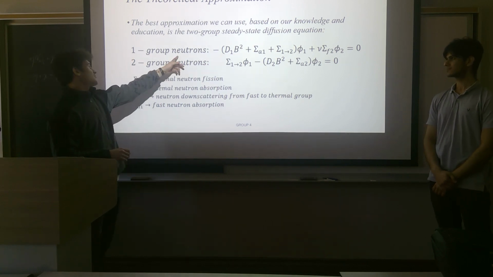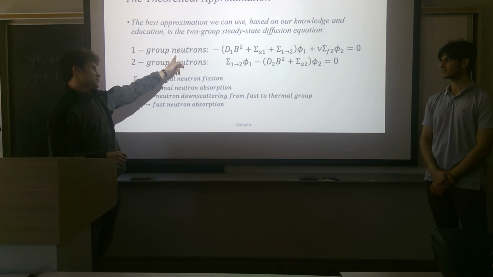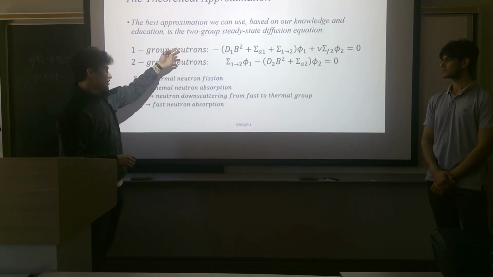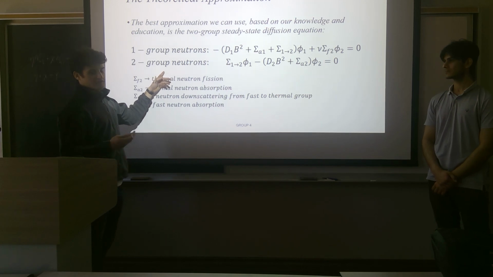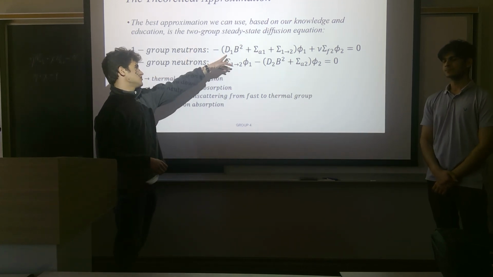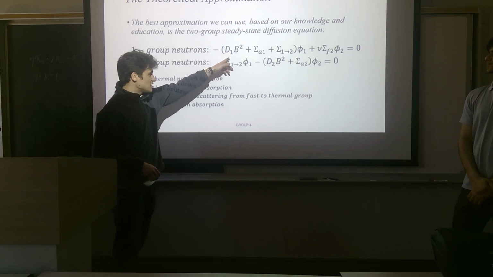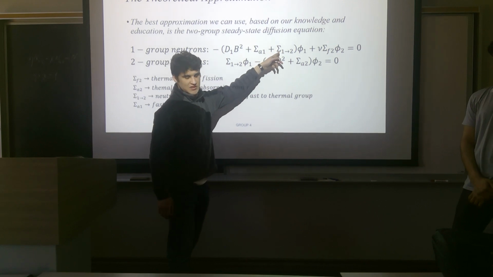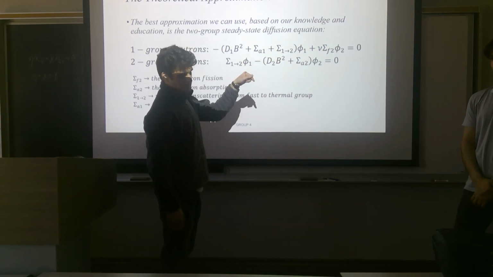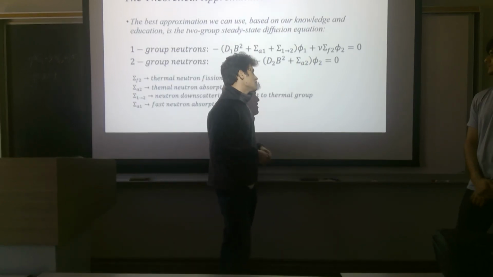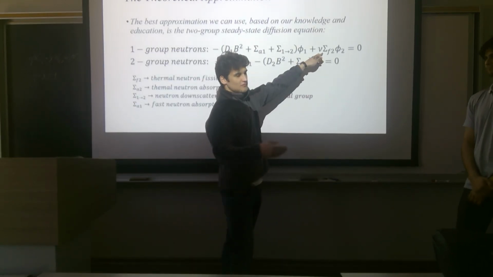So the first equation is the one-group neutrons, the neutrons that have an energy of 1 electron volt or above. And then we have the two-group, which are the thermal neutrons, so 0.25 electron volts or below. So in the fast group, you have loss of neutrons from leakage, loss from absorptions, and loss from downscattering from the one group to the down group, so the moderation of the neutrons. But then you also gain neutrons through fission in the thermal group.